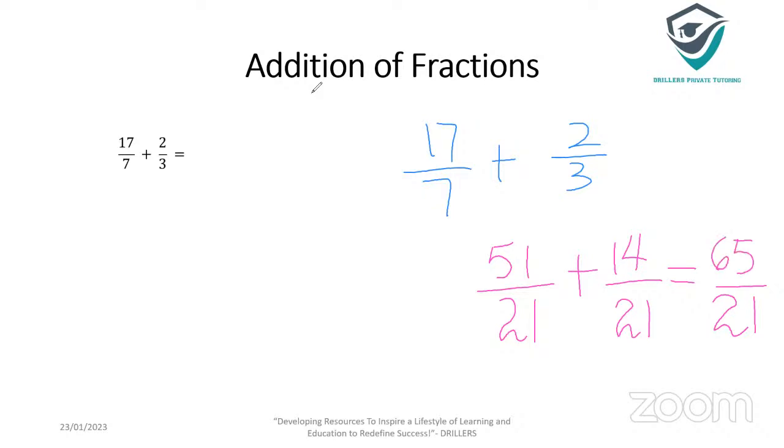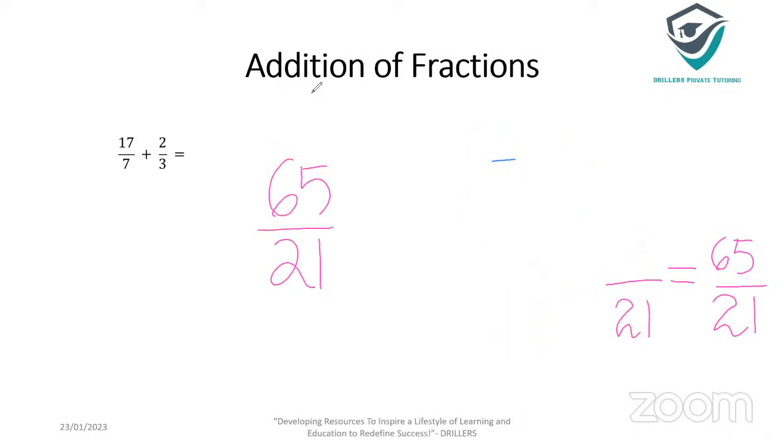The next step is to simplify. Simplify means you're not going to leave it as an improper fraction. What you're going to do is turn that improper fraction into a mixed number. So if we ended up with 65 over 21, that's our result, and we now have to simplify by converting it into a mixed number.